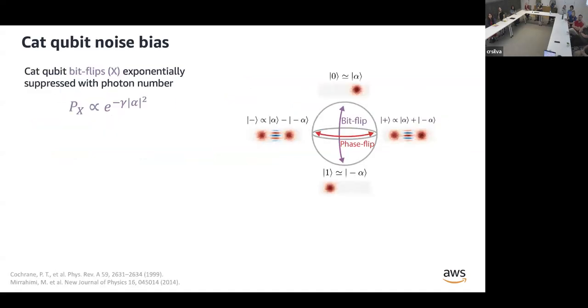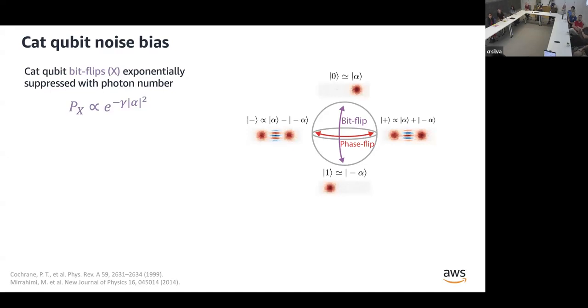Okay, so how does this X correction work for these cat qubits? What you can show is that using this kind of buffer mode that I introduced, you can engineer things in a way that the cat qubits' bit flips become exponentially suppressed the more photons you have in your resonator.